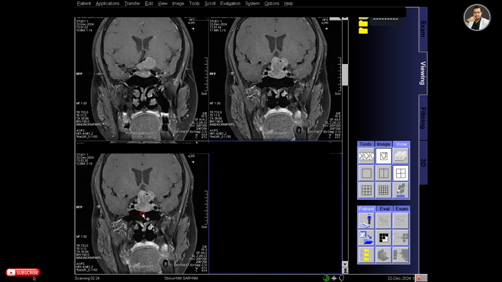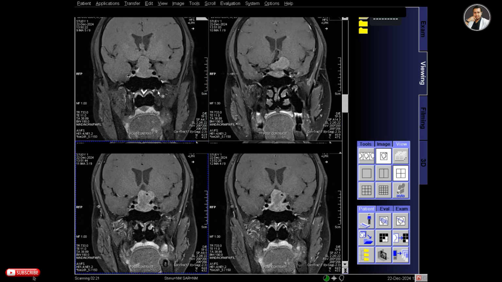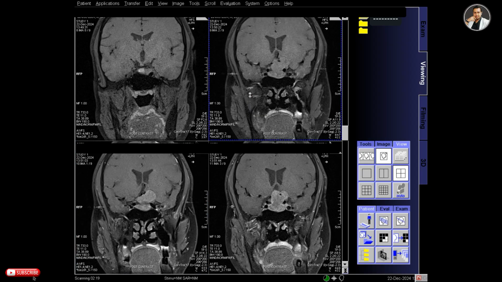In the next part, I will show you how to print the dynamic sequences and the other post contrast sequences.